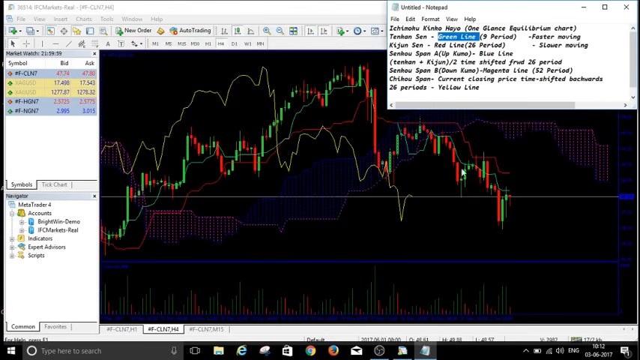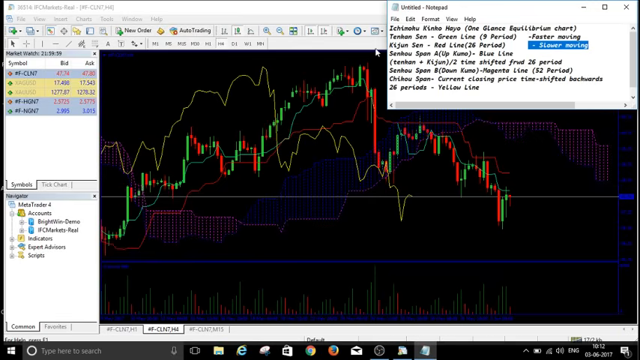So here we'll start. Tenkan Sen, green line, 9 period faster moving average. Kijun Sen, red line, 26 period slower moving average. For Senkou Span, this is faster or slower compared with these lines. We are comparing these both. That's why we are showing that this is faster and the second one is slower.